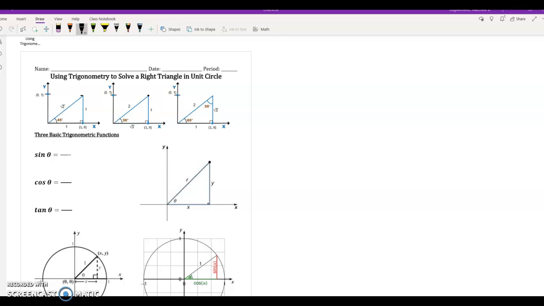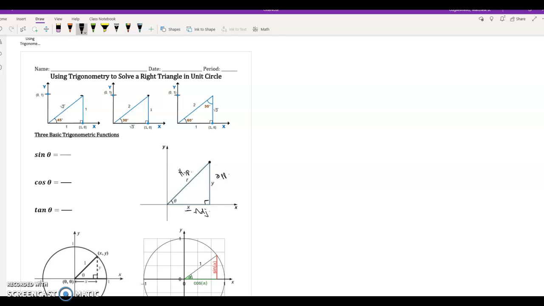Okay, so when we talk about the unit circle or any point in the unit circle, we have three sides of a triangle. We will always consider the x coordinate to be the adjacent side. Remember, our reference angle that we talked about, theta, is always on the x-axis. So this x coordinate will always be your adjacent side. The y coordinate will always be the opposite side. And the radius, r, will always be the hypotenuse.